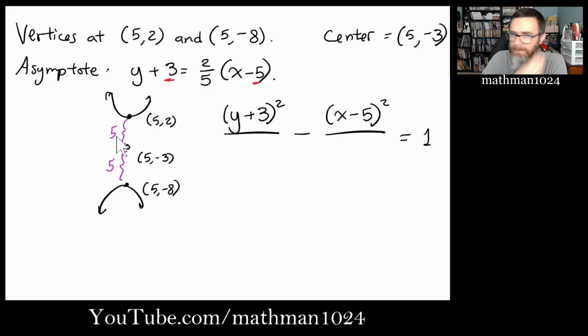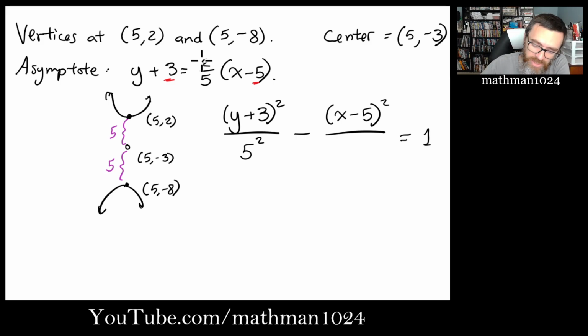Okay. So that means that your value underneath the y would be 5 squared. Well, what about underneath the x? Well, I'm going to run into a bit of a hiccup here. And I don't know if maybe I didn't write the problem the way I meant to, but it doesn't matter because it's still going to work.